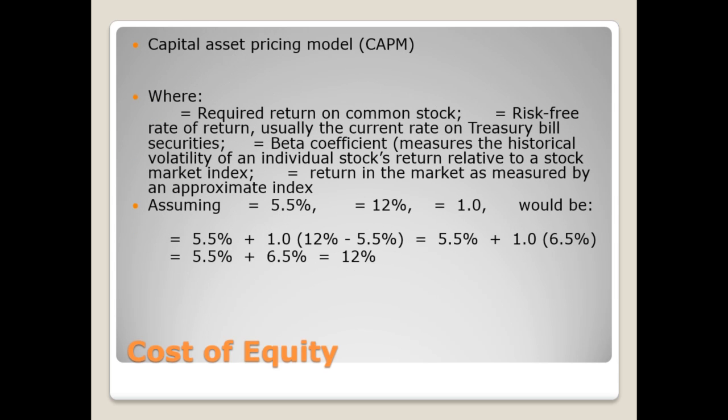Capital asset pricing model, also called CAPM, where the required return on common stock equals the risk-free rate of return, usually the current rate on a treasury bill security. Beta is the coefficient that measures the historical volatility of an individual stock's return relative to a stock market index.